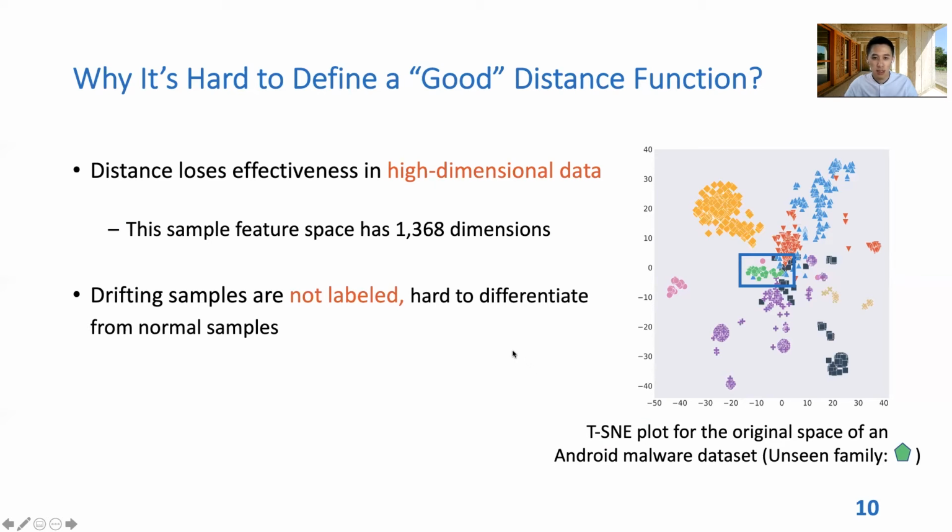Another reason is that drifting samples are not labeled. High-dimensional data with labels is easy to learn, but these drifting samples are not labeled, making them hard to differentiate from normal samples.